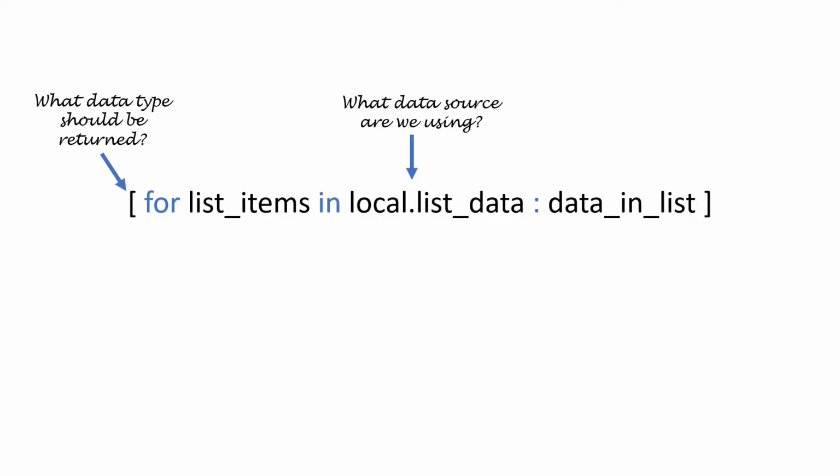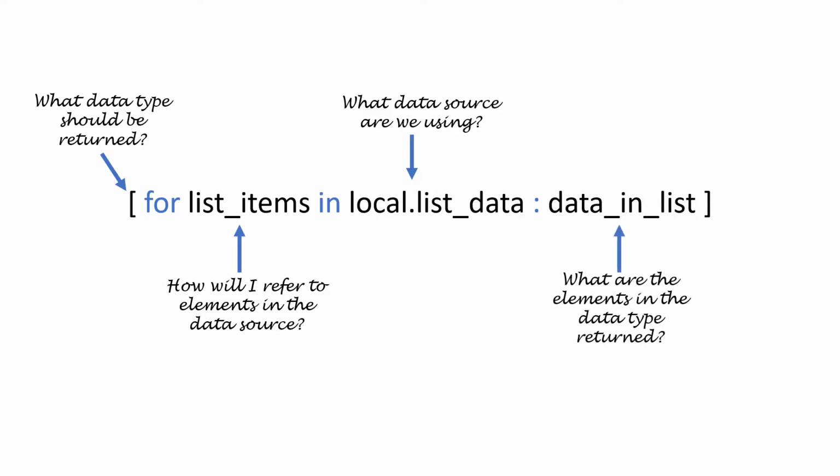How are we going to refer to each element in that list? Well, that's this first keyword after for. List_items is how I can refer to each element as I go through the loop. And then finally, after the colon, we tell it what elements in the data type are returned. How do I want to construct the list that you're going to be giving me at the end? What are the elements to include in that? Now that's an example of using a list to create a new list.